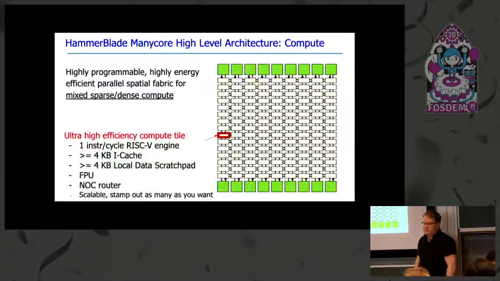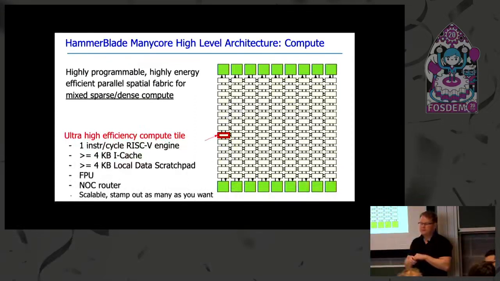So what is HammerBlade Manycore? It's a highly programmable, highly energy efficient spatial fabric for mixed sparse, dense compute. So the idea is this is trying to address not just codes that would run reasonably well in a traditional GPU, but also new codes like graph codes that are much less well behaved and much more challenging to get some parallel speed up. And at the very heart of the Manycore, we have a super high efficiency compute tile.